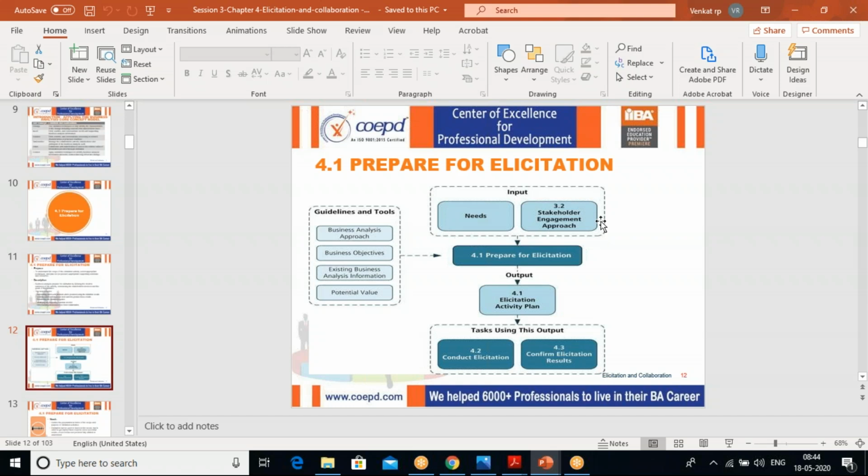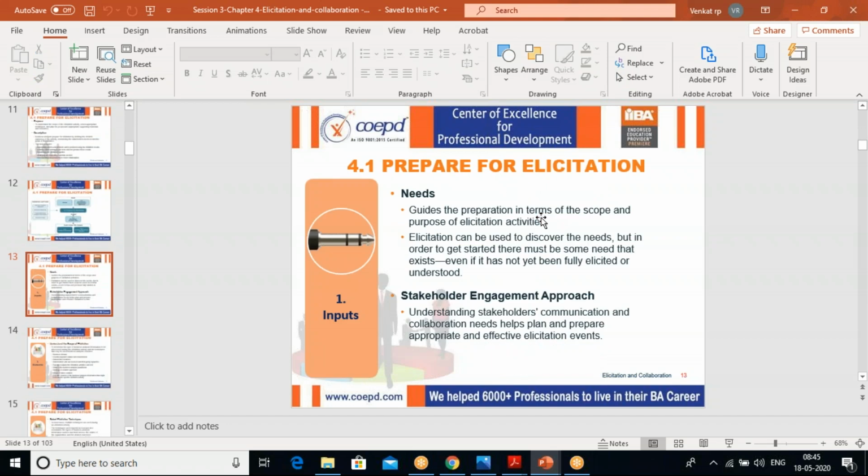Okay, so before you plan for the elicitation, you need to understand that planning for elicitation means exactly that we have to come up with a plan for how to do an elicitation. After taking these inputs, we have to plan the output. The output of this particular task is an elicitation activity plan. We should get it. Let us discuss in detail what we need to do for that.